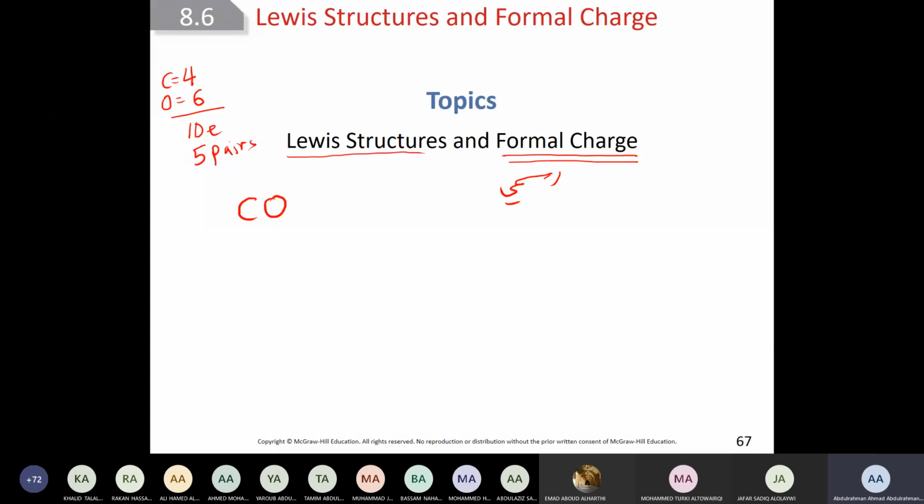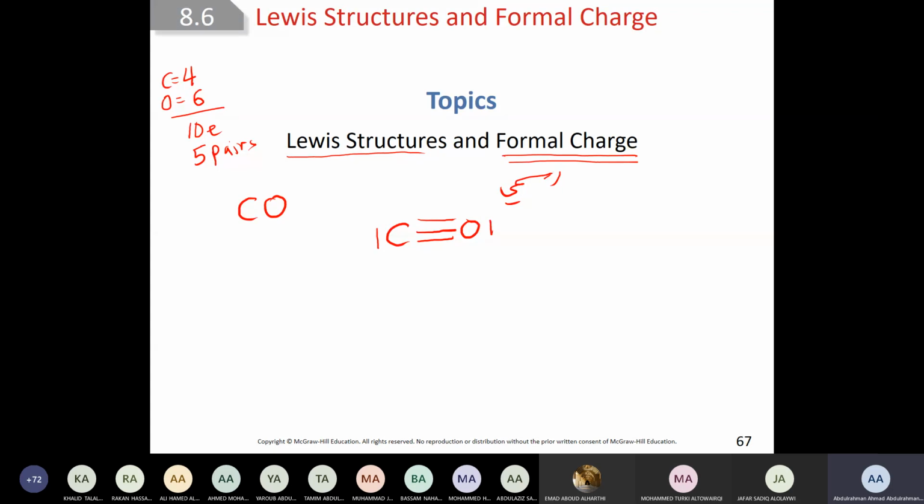Done? How did you do it? As I said, first thing, put the two elements, C and O, and put at least one pair. Done. You have 5 pairs. So what I'm going to do, 1, 2, 3, 4, and 5. Is this acceptable? No. Why? Because carbon has only 4. What should I do? I should take this away, and then put it like this and like this. Done.